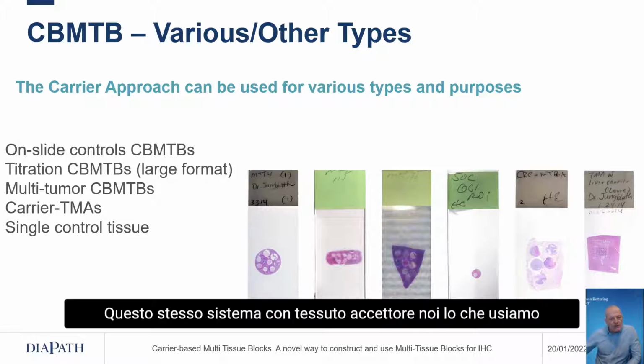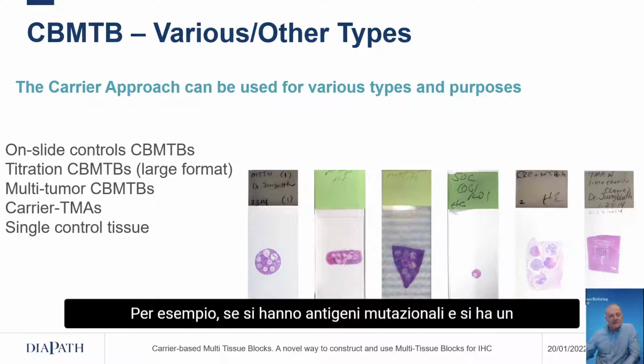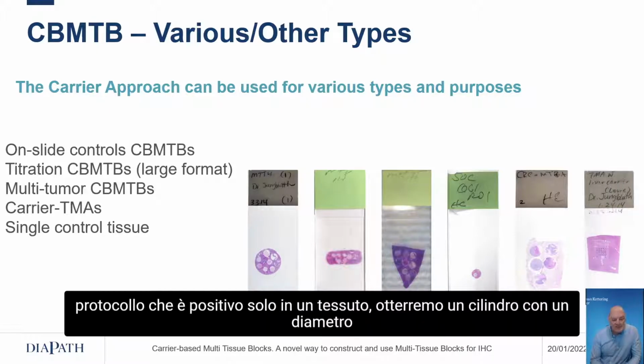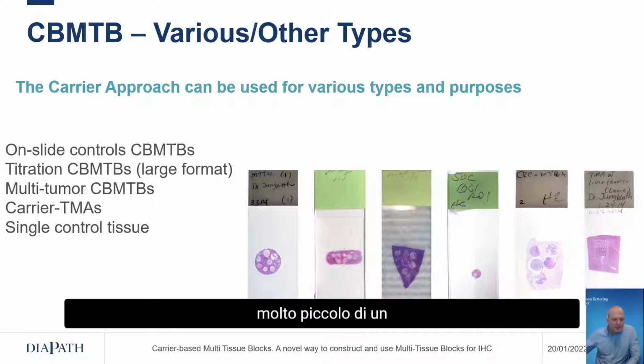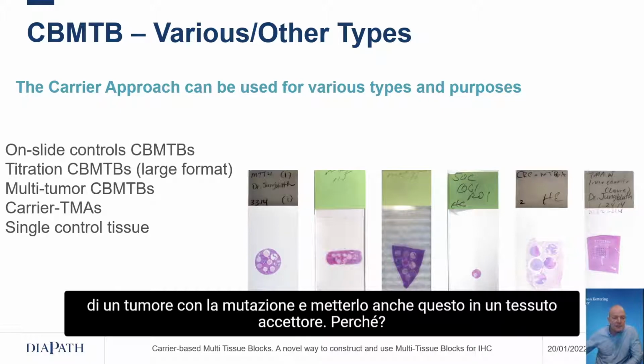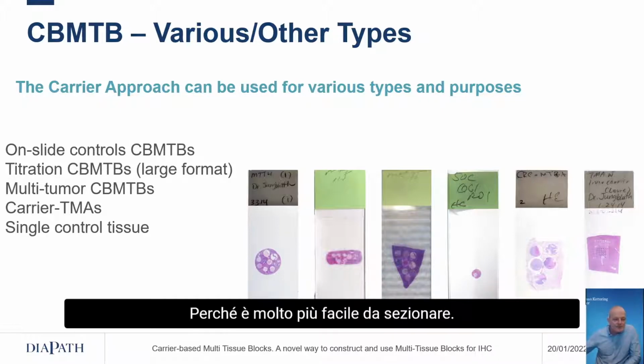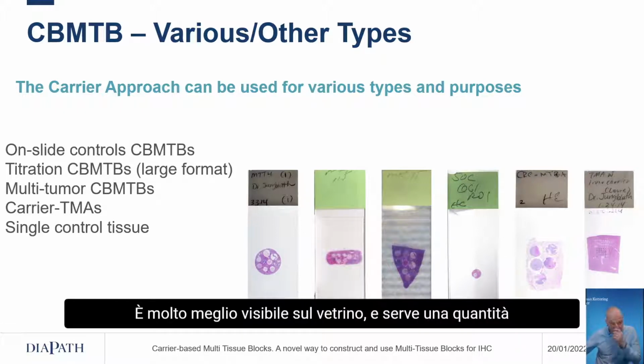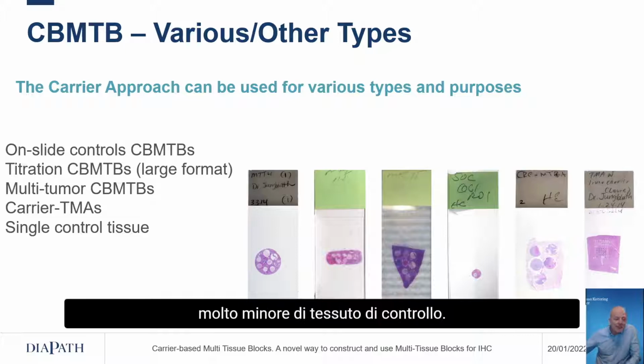The carrier system we also use when we have very small single controls. For example, if you have mutational antigens and a protocol that is only positive in one tissue, we'll punch out a very small diameter of a cell pellet or of a mutated tumor and place it in the carrier spleen. Why? Because it's much easier to section, it's much better visible on the slide, and you can get away with a much smaller amount of control tissue.